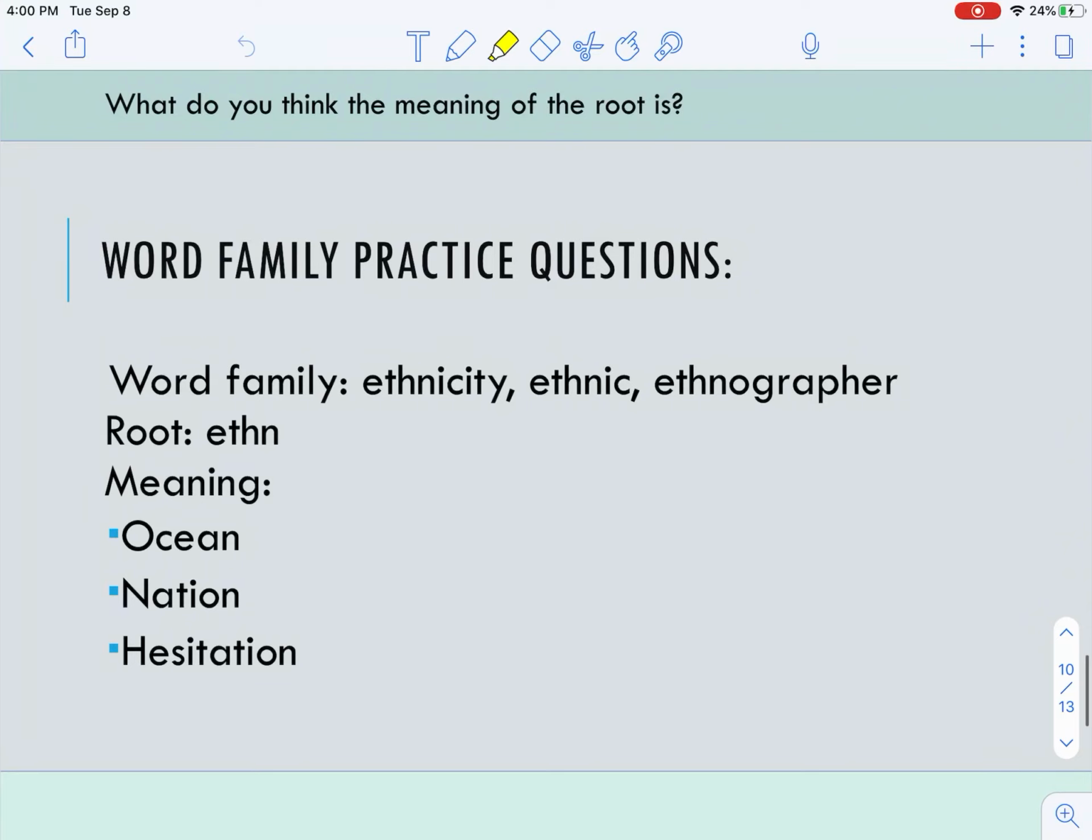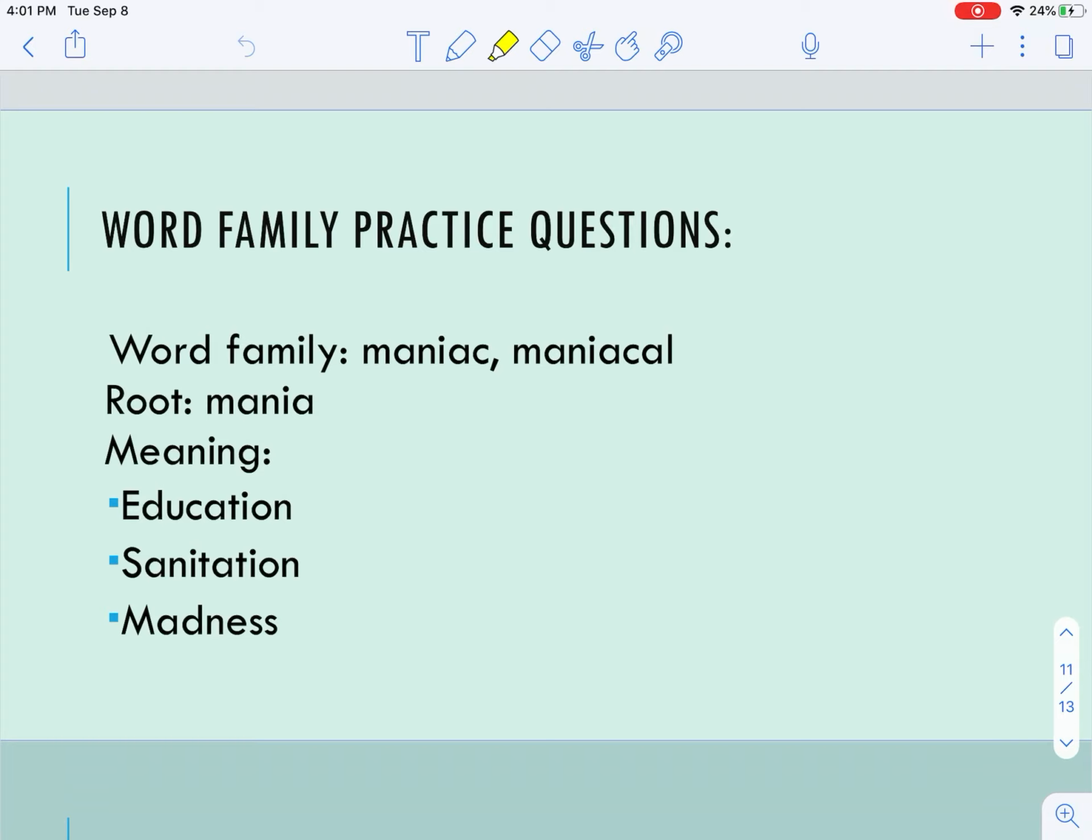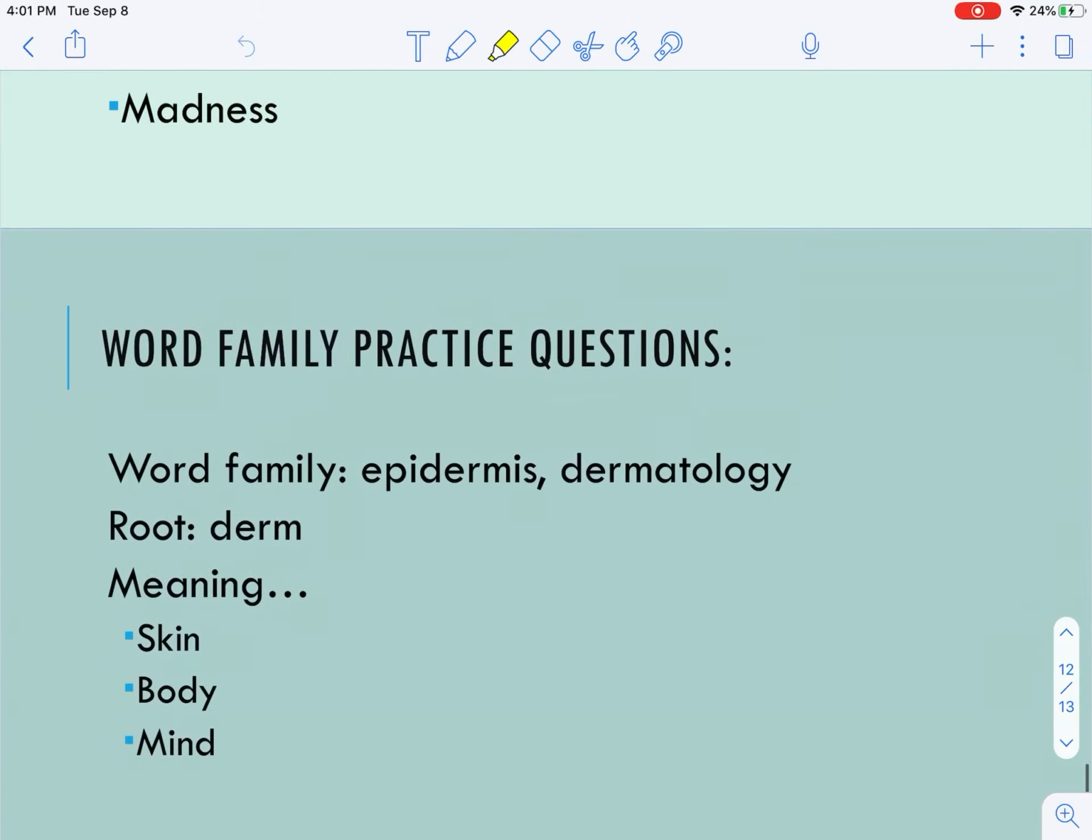So hopefully you were able to figure that one out. Let's take a look now using some multiple choice. So if our word family is ethnicity, ethnic, and ethnographer, our root is ETHN. Which one of those do you think it means? Ocean, nation, or hesitation? Correct answer here is nation. Another word family, maniac and maniacal. The root word there is mania. Do you think it means education, sanitation, or madness? Madness is the correct answer here.